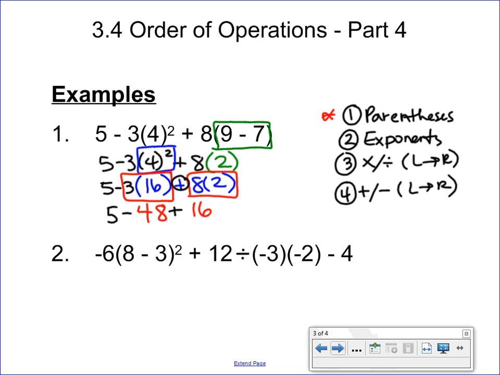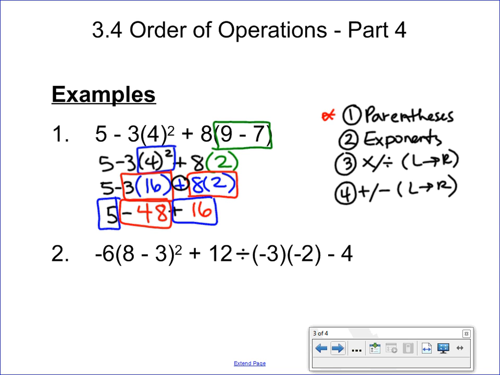Now, since we have some bigger numbers, I'm absolutely okay with you using your calculator, all right? But I still want you to show me either step by step, left to right, one at a time, or where you're putting your good guys together, bad guys together, and then getting a final answer. Okay, so I'm going to look at good guys and bad guys here. I have a positive 5. I have a negative 48. And I have a positive 16.